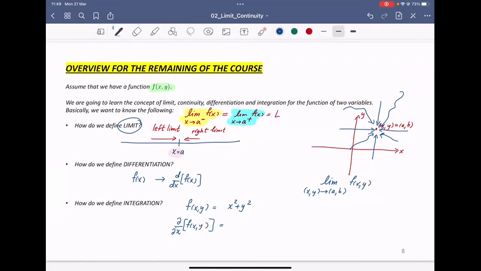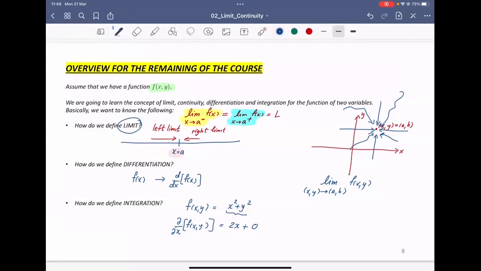So when you differentiate this, you differentiate x squared, you're going to get 2x. You're going to differentiate y squared, you're going to get 0. Because now you're trying to differentiate with respect to x, anything that is not x, you treat it as constant. So it's going to be 0 because you treat y squared as a constant, and then you just differentiate x squared, so you get 2x.